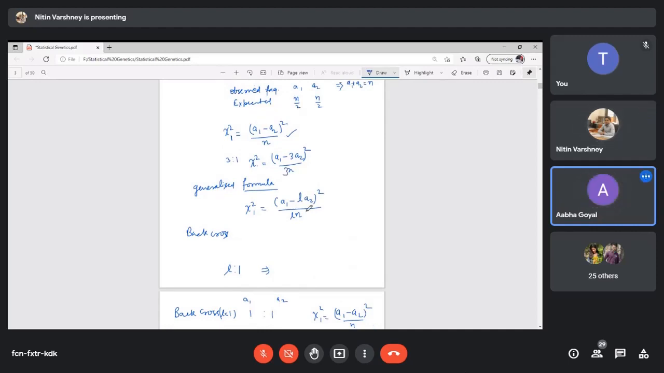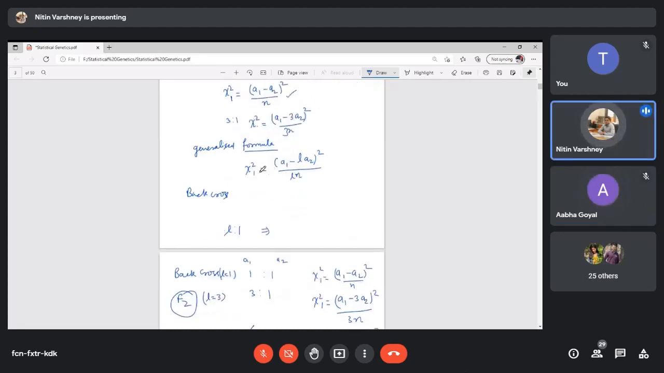Okay, so this is the generalized formula of chi square with 1 degree of freedom. Remember this generalized formula so that you can make the formula for any ratio.